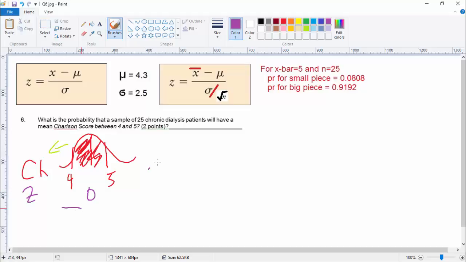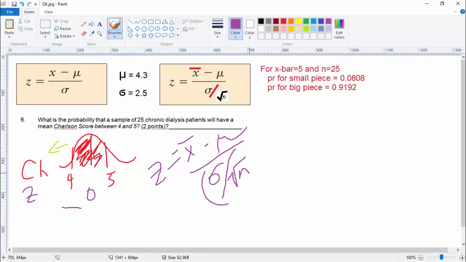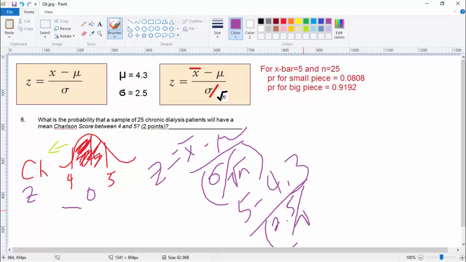So let's go next. Z equals x bar minus mu over, and then the standard error. Okay, what does that translate to in this question? 5 minus 4.3 divided by, here's parentheses, 2.5 over the square root of 25. Okay, fast forward, if you do that equation right, then you're going to get a z of negative 0.60.